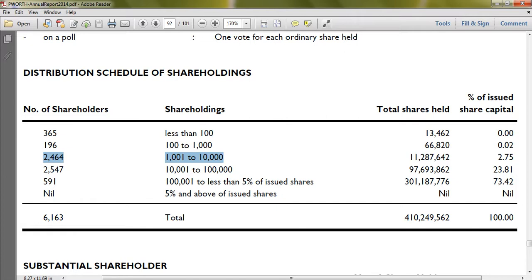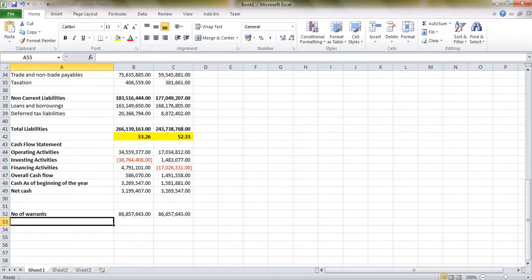10 lots to 100 lots. 100 lots and above, 100 lots to 1,000 lots. Not many shareholders there, it's very few. 6,163 only. I might just copy the number of shares first. Number of shares, expecting the same over the years.